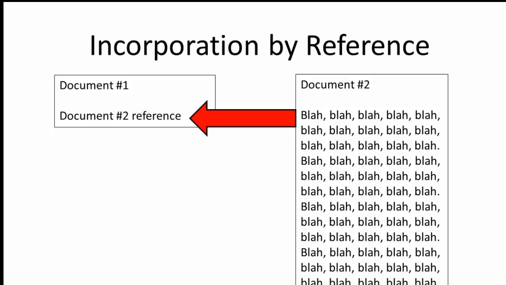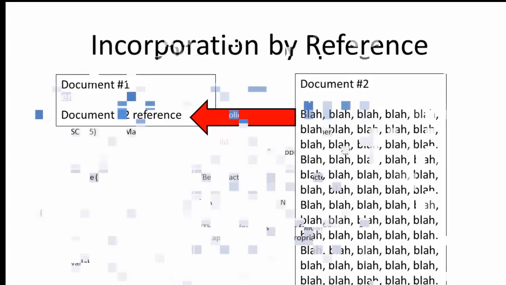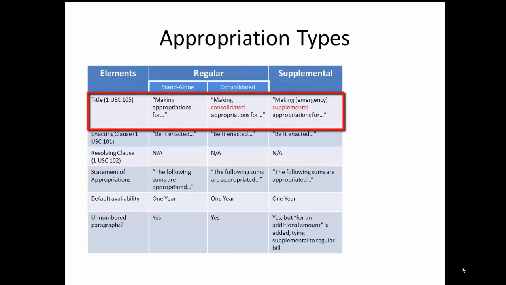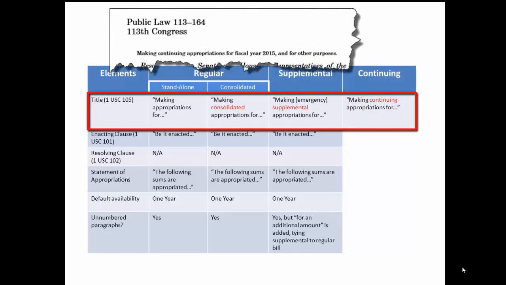But first, let's review the basic elements of regular and supplemental appropriations that were covered in Module 1 to see if they appear in continuing appropriation language. We learned in Module 1 that the Dictionary Act requires that both the regular and supplemental appropriations have a title, and the continuing appropriation is no exception. Note the slight change in wording, making continuing appropriations.